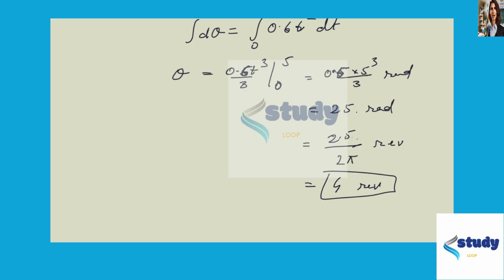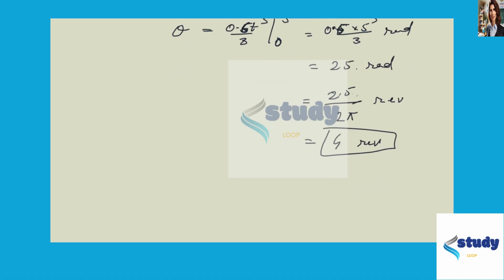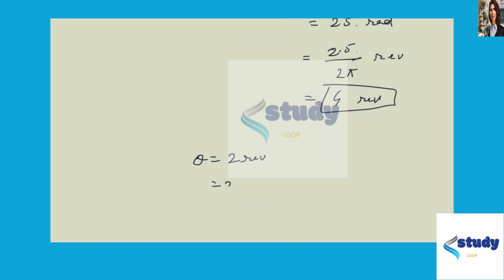And next you have to calculate the time it will take for rotating 2 revolutions. So theta is given to be 2 revolutions, or 2 times 2 pi radians, and that will be equal to, from the same equation, 0.6 t cubed by 3. So t will be around 4 seconds. I hope this is clear to you, and have a very good rest of the day. Thank you.